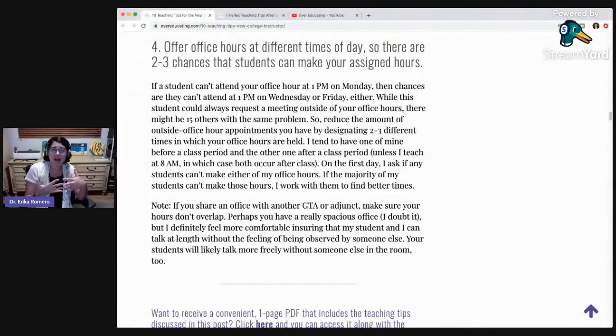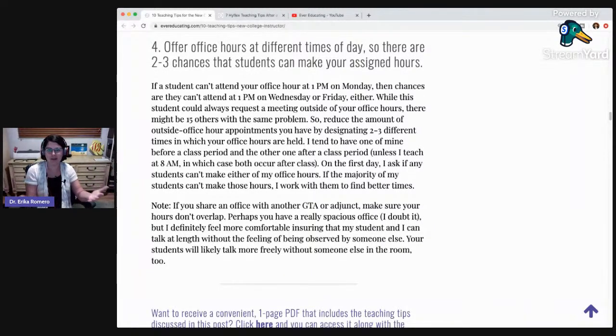Now, offer office hours at different times of the day, so there are multiple chances students can actually meet your assigned hours. Because if you do, okay, well, I'm doing Monday, Wednesday, 1 to 2 are my office hours, right? Or whatever the case may be. Well, if a student can make Monday at 1 because of the class, it's unlikely they'll be able to make Wednesday at 1 because it's probably a Monday, Wednesday, or Monday, Wednesday, Friday class. So if you do, okay, Monday from 1 to 2, but then Wednesday from 4 to 5 after the class you teach, now there's 2 chances the student can make that office hour, right?